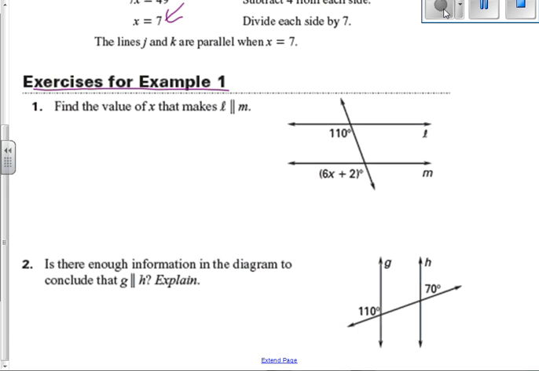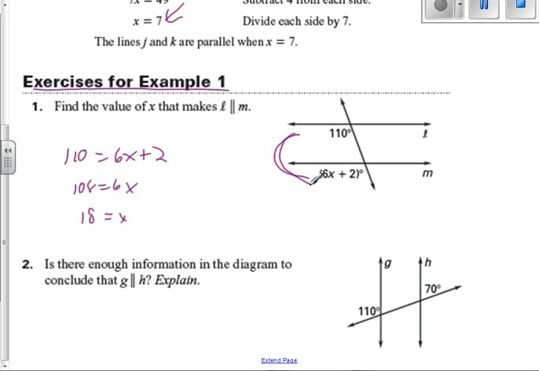All right, so if we look at number 1 here, I know that these are corresponding angles, so I know 110 is equal to 6x plus 2, and that gives me 108 is equal to 6x, therefore x is equal to 18. So when x is equal to 18, I know that lines L and M will be parallel because my corresponding angles will be congruent.